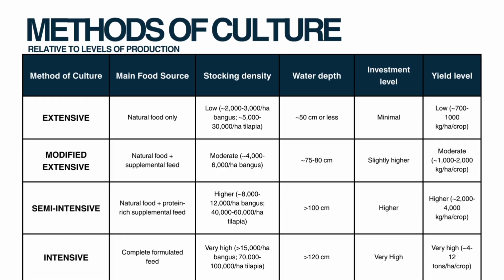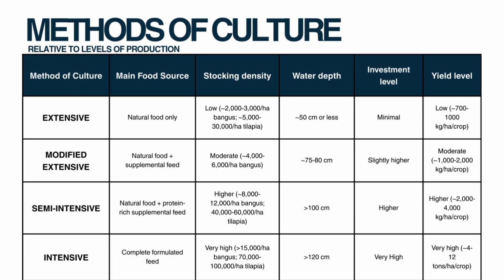Then mas malaki ng konti yung stocking density niya. Approximately 4,000 to 6,000 hectares allocated for bangus, and then ang water depth niya is 75 to 80 centimeter, and investment level is usually slightly higher, and the yield level is moderate.